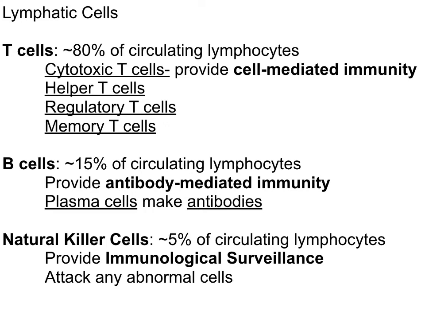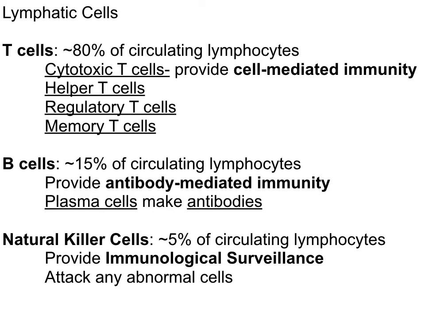Now, B cells and specifically the antibodies that they produce are going to be very good at attacking extracellular pathogens. So things that are on the outside of your cells. So viruses in your interstitial fluid, bacteria in your interstitial fluid, yeast and protozoans in your interstitial fluid. The antibodies can even help you get rid of non-cellular pathogens. So things like toxins, venoms, allergens, those things can also be marked by an antibody for removal from the body.